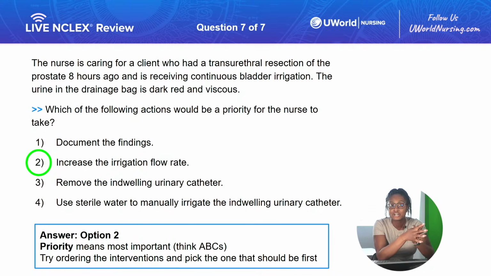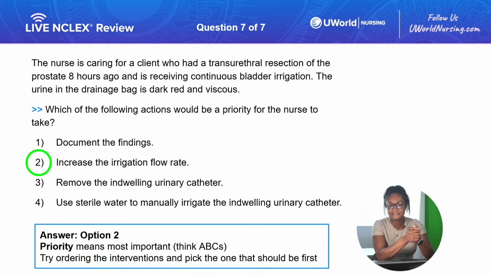If we're seeing that dark red and viscous output, that means that our irrigation flow is too slow, or maybe there is an occlusion of some sort that is blocking the flow out, and it's causing more blood clots or more obstruction than is actually being put out. So we need to assess, and then increase that irrigation flow to filter everything out and make sure the doctor will be happy with our output.